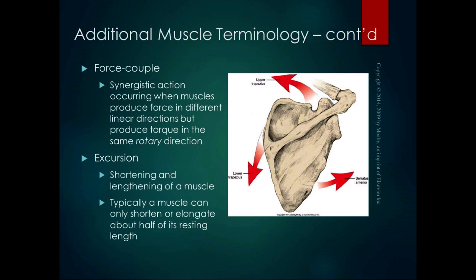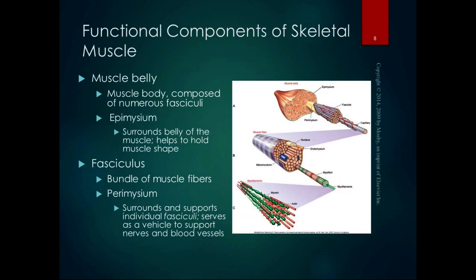When we refer to muscle excursion, it's the amount of shortening or lengthening that a muscle goes through. Typically a muscle can only shorten or elongate about half its resting length. So let's just say something is 10 inches long at its resting length. I'm just making that number up. It can probably only elongate to about 15 inches long or shorten to about 5 inches long. Does that make sense? Okay, I hope it does. Ask yourself, does that make sense? Or is Loretta just telling me a story?